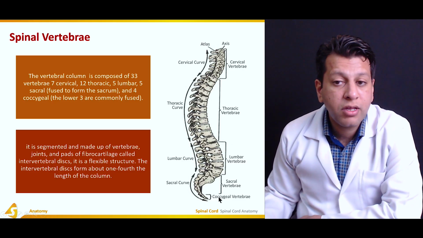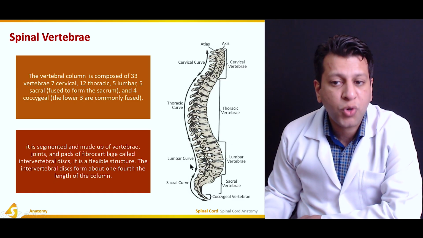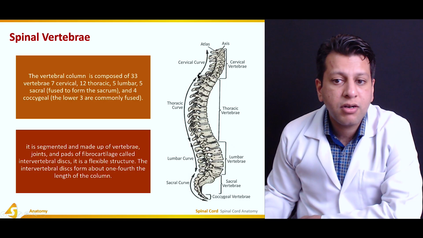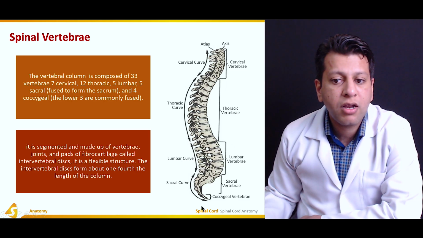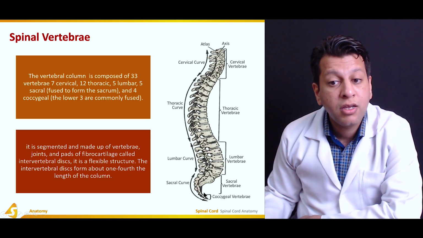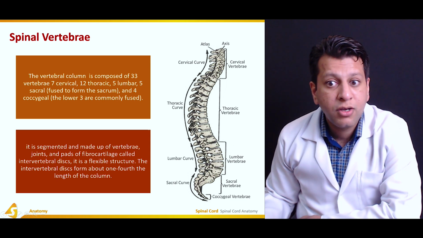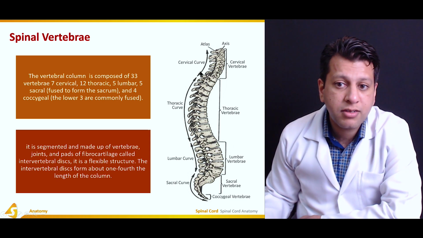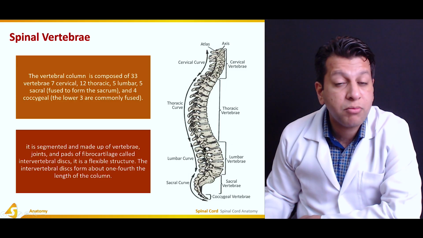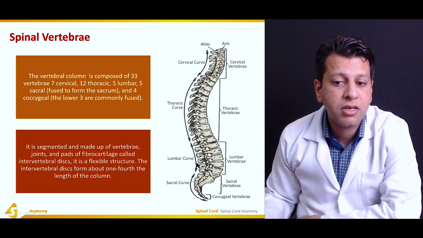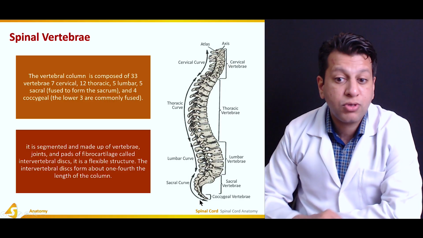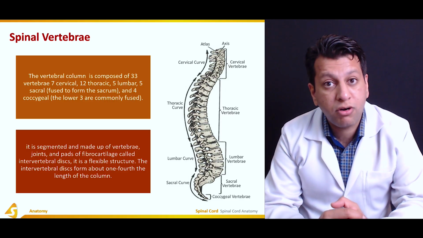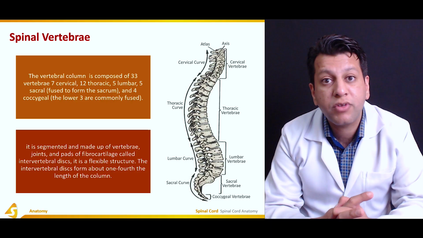If you appreciate over here, the cervical curve and lumbar curve are similar lordotic curves, that is, they are concave from behind. But the thoracic curve and sacral curve are kyphotic curves, that is, they are convex from behind. So if you are viewing it from this side, the cervical and lumbar curves appear concave, while the thoracic and sacral curves appear convex. So the sacral and thoracic curves are kyphotic, while the cervical and lumbar curves are lordotic.